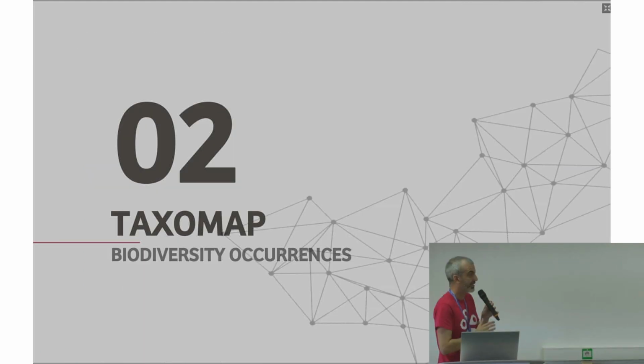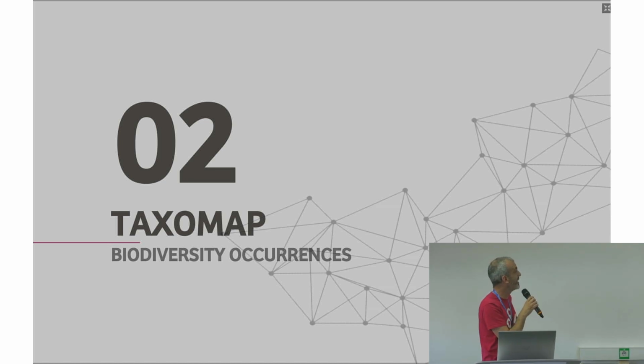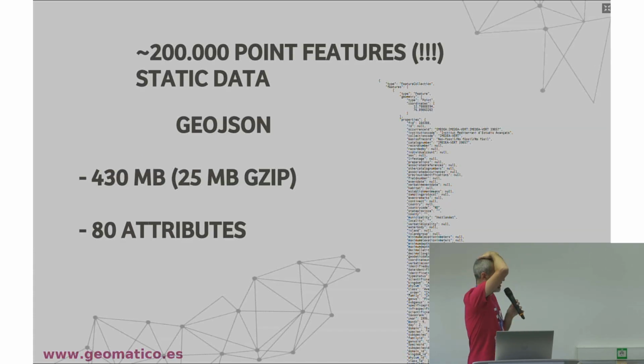Next use case: biodiversity occurrences. Do you know what biodiversity occurrences are? They are positions of animals in history. It's for the Museum of Natural Sciences of Barcelona, and they have more than 100 years of animals everywhere. That's 200,000 point features.